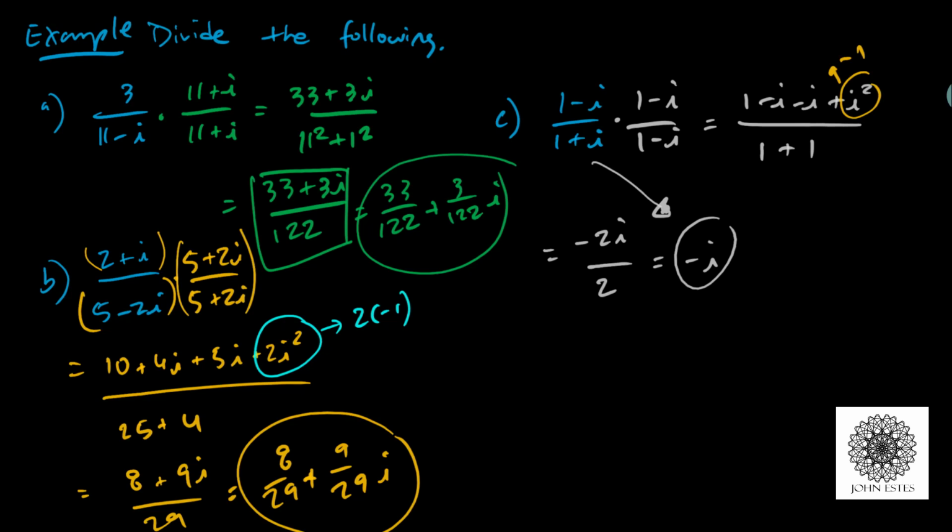Division in complex numbers looks kind of funny, but if you just multiply by the conjugates, you're going to be safe.